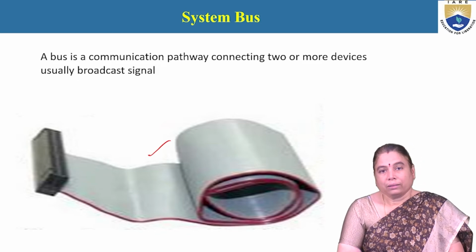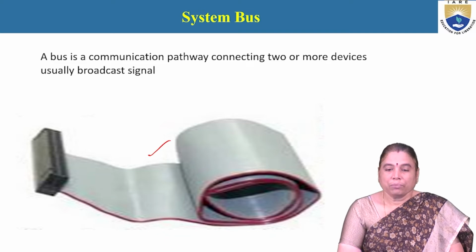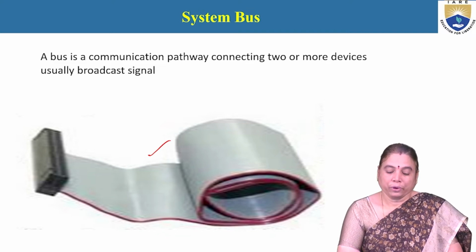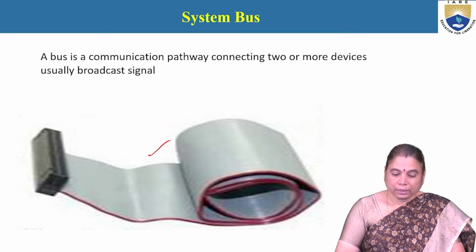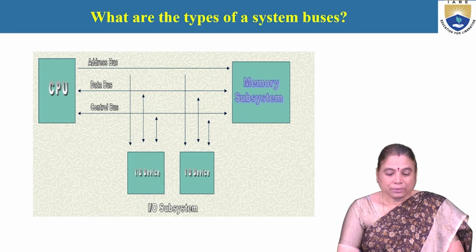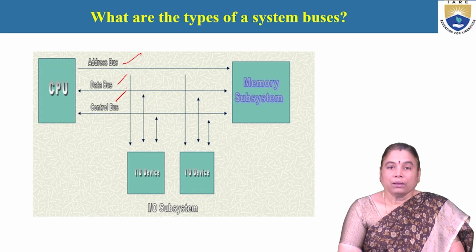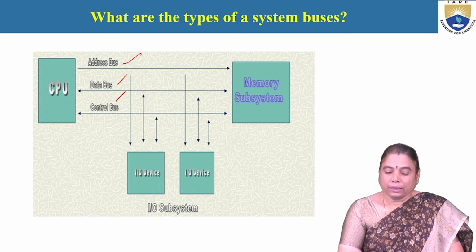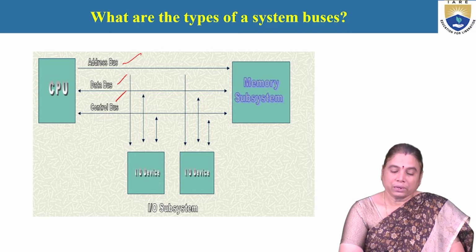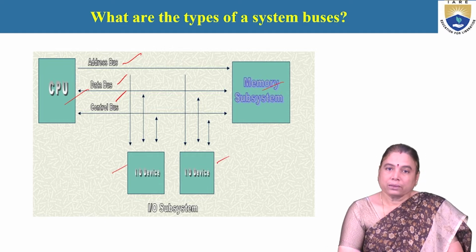To connect two devices and to establish a communication path between two or more components of the computer, the system bus can be used. The system bus is categorized into address bus, data bus and control bus. These three clubbed together form the system bus. By using this system bus, the central processing unit and memory subsystem are connected, and I/O devices can be connected with the CPU and memory system.